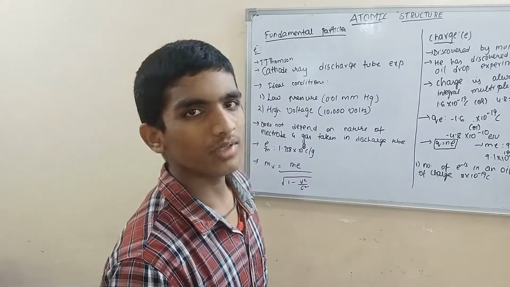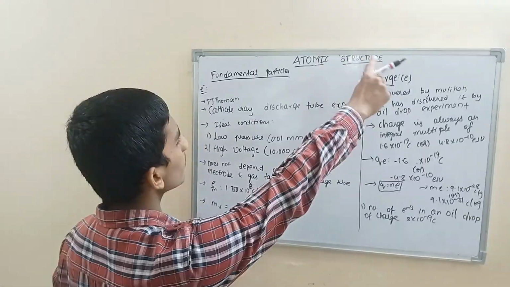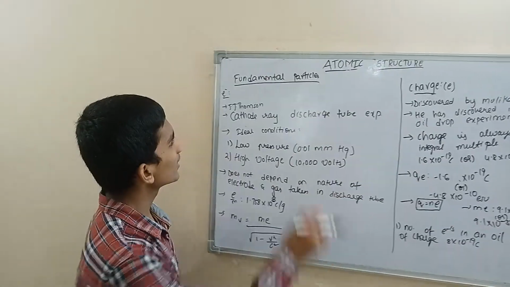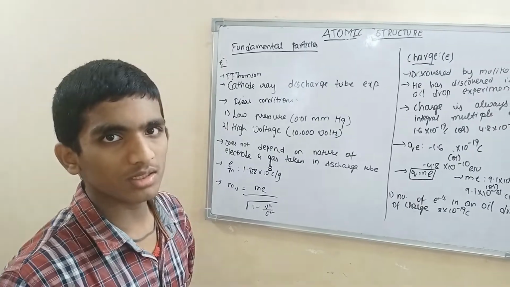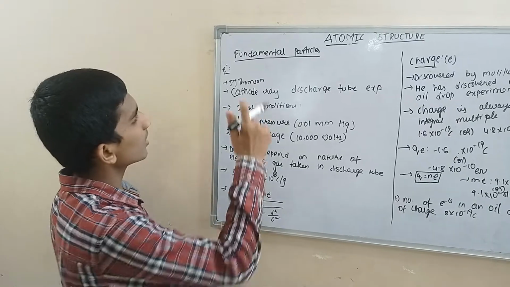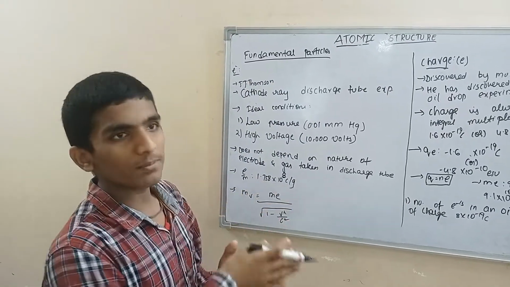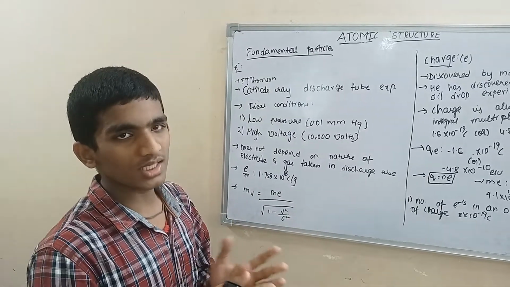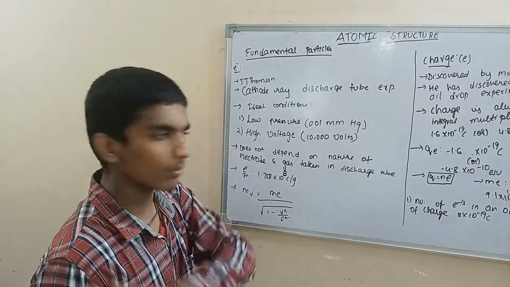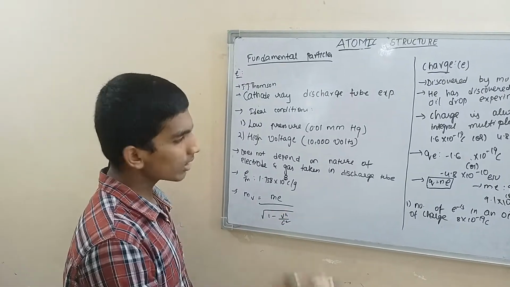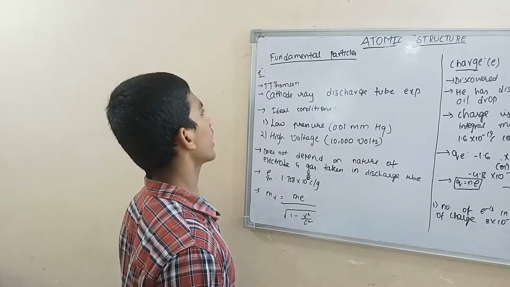Now we are going to revise some topics which we have discussed previously in atomic structure. I am going to give just a short explanation of all the things which we have discussed. Start with fundamental particles. There are many particles present in an atom: electron, proton, neutron, positron, antipositron, pions, mesons, etc. Electron, proton, and neutron are considered the fundamental particles of an atom.